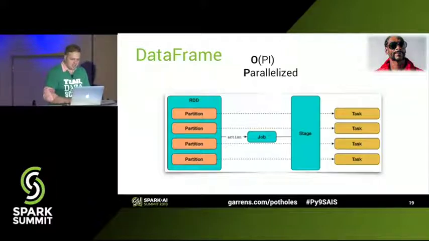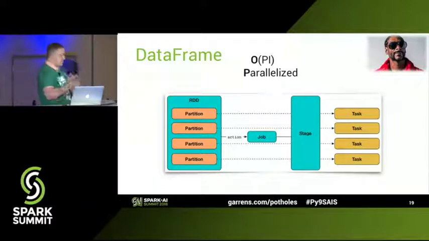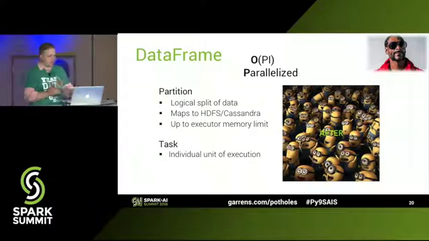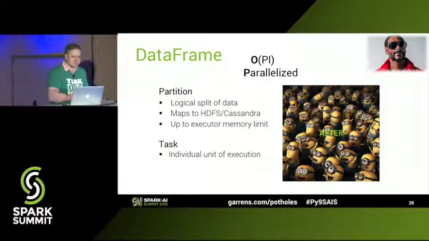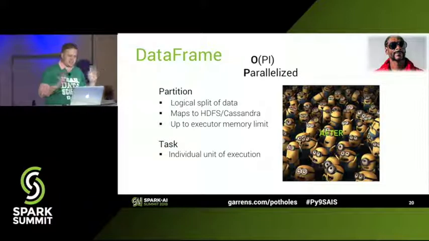Parallelized. Underneath DataFrames and Datasets, there are still RDDs. It's just going through that optimization layer that I was just talking about. And those actions result in a job. A job has stages. Stages have tasks. Tasks are the lowest level of individual. Sorry, I got ahead of myself. So a partition is a logical split of data. It maps to HDFS or Cassandra partitions, and it's up to the executor's memory limit. Tasks are the individual unit of execution. So we get some really happy minions because they're doing lots of work all together.